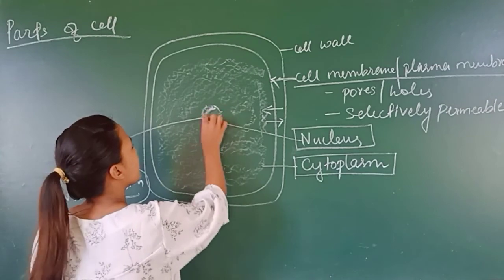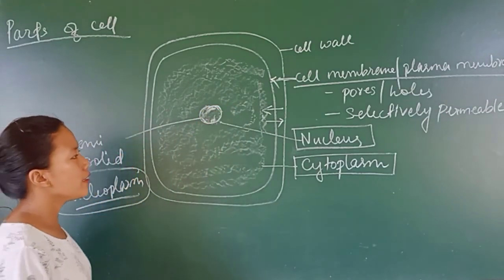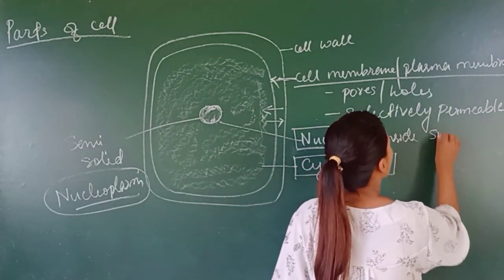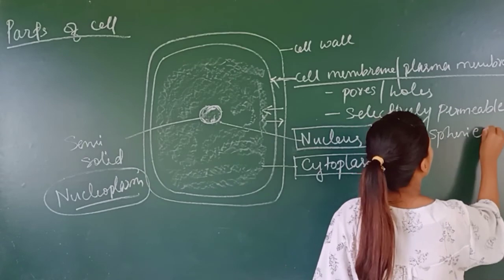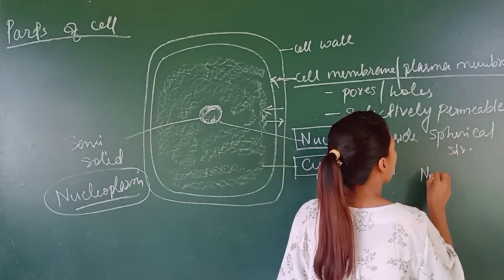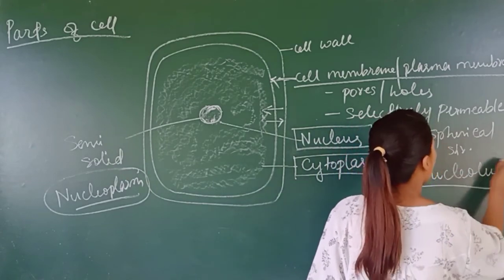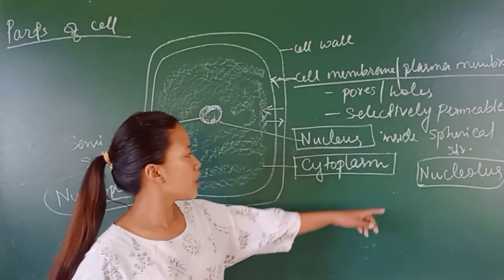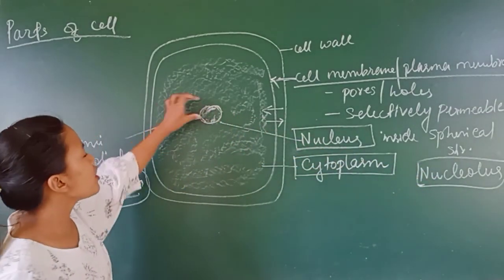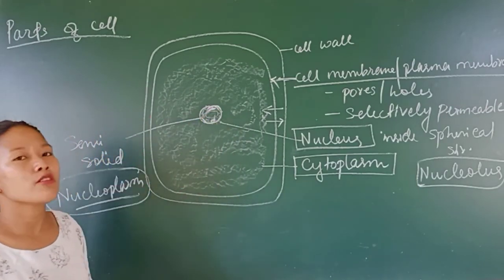Now inside this nucleus you will have a small spherical structure called the nucleolus. Where do you find this nucleolus? You will find it inside the nucleus. Inside the nucleus, again a small spherical structure is there, and that is called the nucleolus.